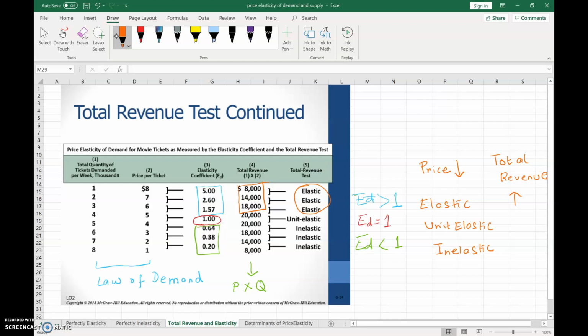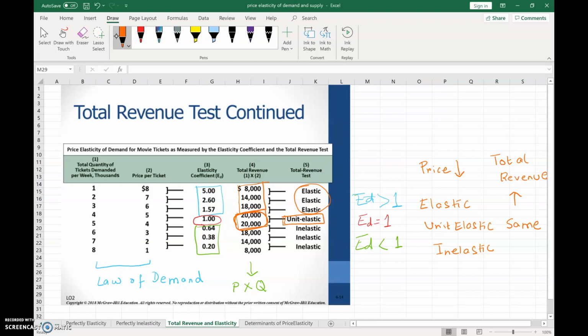Now, what happens for unit elastic demand? Like over this range, we have unit elastic demand. So the total revenue stays the same when price goes down and demand is unit elastic.